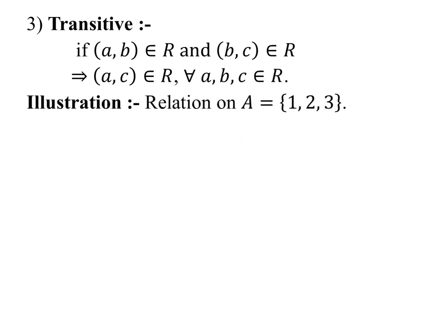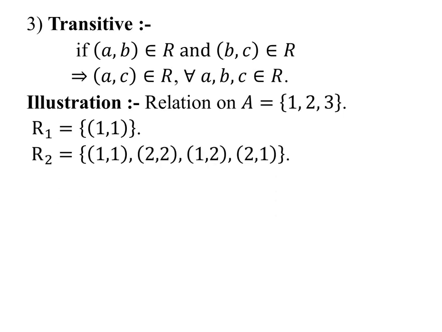Okay. Relation on set A is equal to {1, 2, 3}. So R1 is equal to the ordered pair (1, 1). Here (a, b) belongs to R and (b, c) belongs to R. But here there is only one pair, so (a, b) belongs to R, but for (b, c), the next pair is not given. That means it is not possible to check; R1 is a transitive relation.